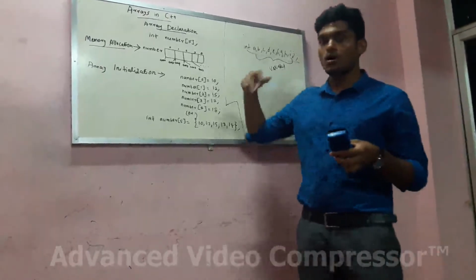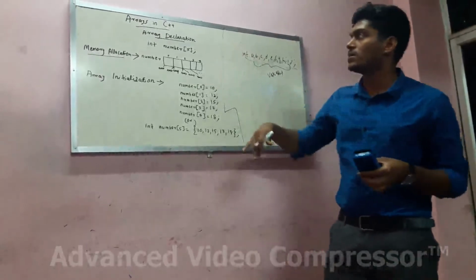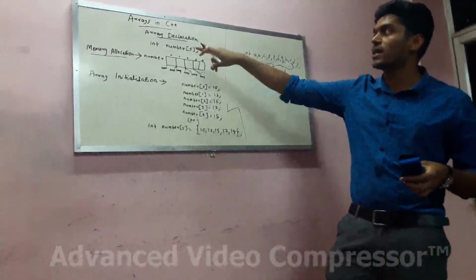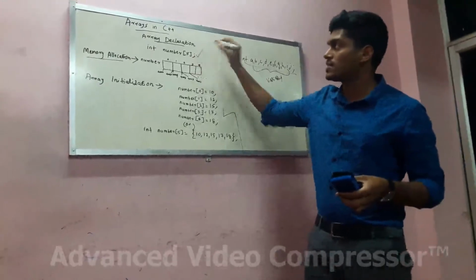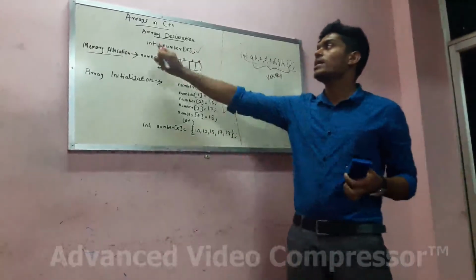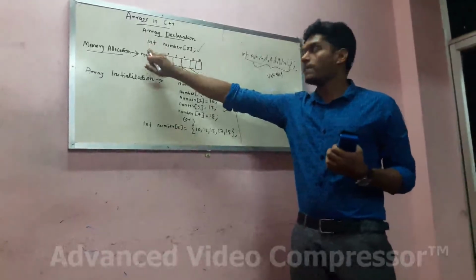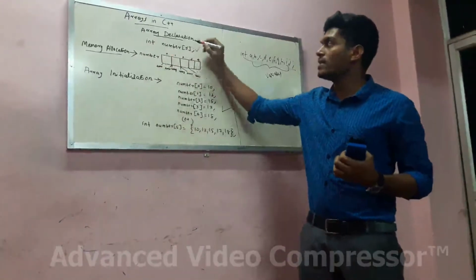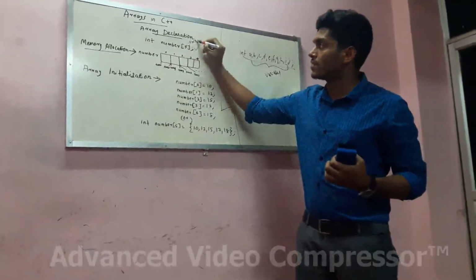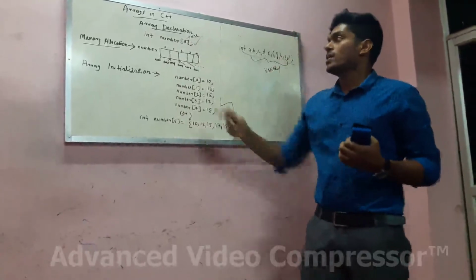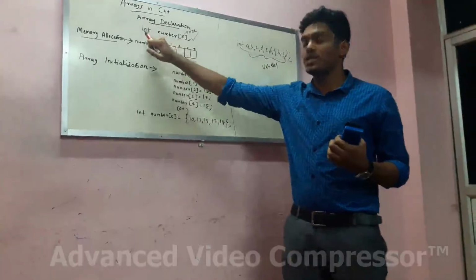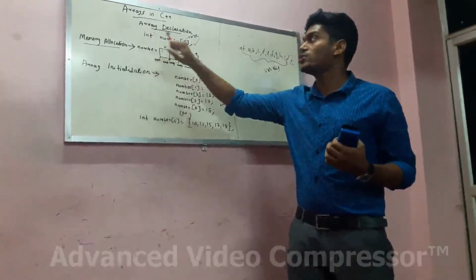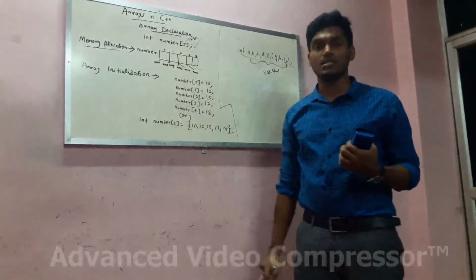We can have a more in-depth look at this. We can have array declaration. That array can be declared by using this statement, that is, we specify the data type of the array, the array name, and the size of the array. That means number is an array which is of type integer, and it can store 5 different integer values.